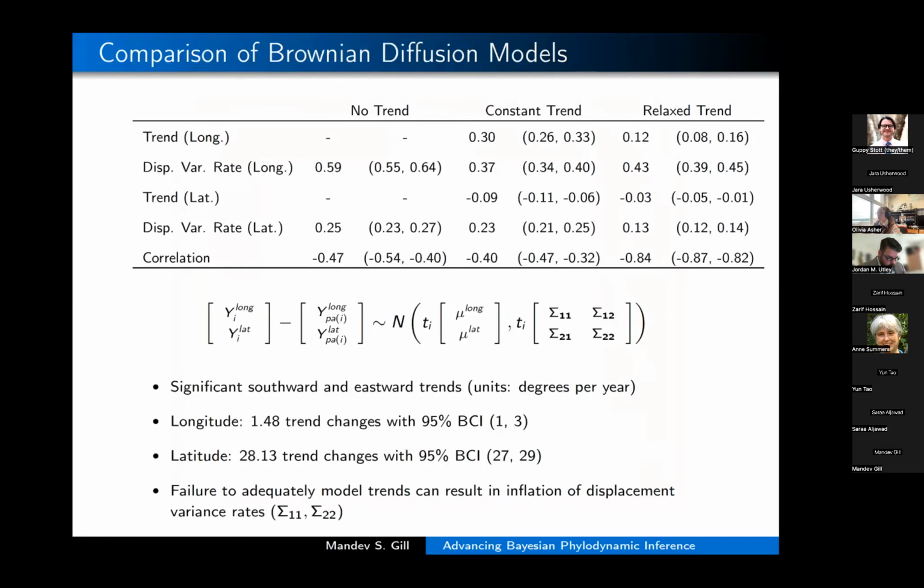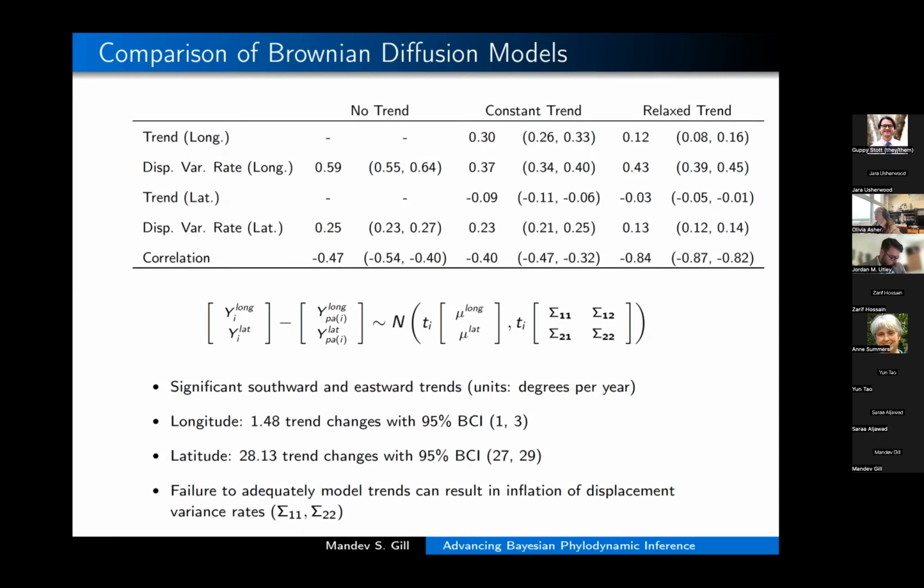All right, so here we have the results for 3 different models: Brownian diffusion with no trend parameter, Brownian diffusion with a trend that's restricted to be constant along the phylogeny, and Brownian diffusion with a relaxed trend parameterization. So we infer significant trends to the east and south, and under the relaxed trend model, we infer a mean of 28.13 latitudinal trend changes and 1.48 longitudinal trend changes.